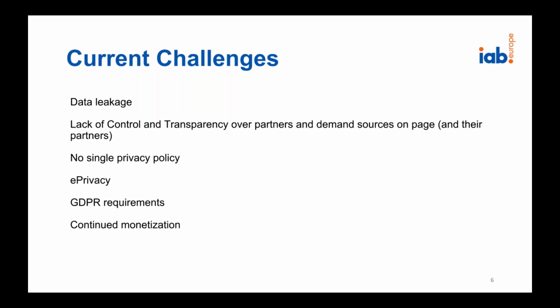We have several challenges, and regulatory are just one of them. We have this issue of data leakage. How can a publisher really control where the data of their users is going and how it is going to be processed? And that is often also due to the fact that there is not enough transparency, for both publishers and consumers, ultimately over the partners and demand sources that are showing up on the page, and their partners, and their partners' partners, and so on and so forth.